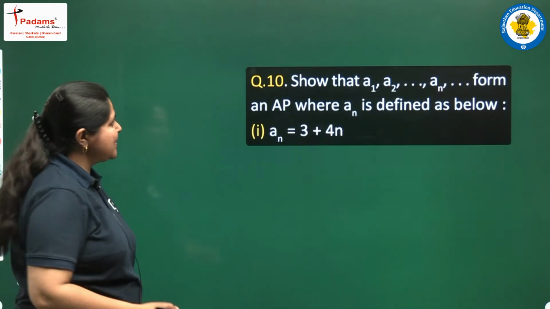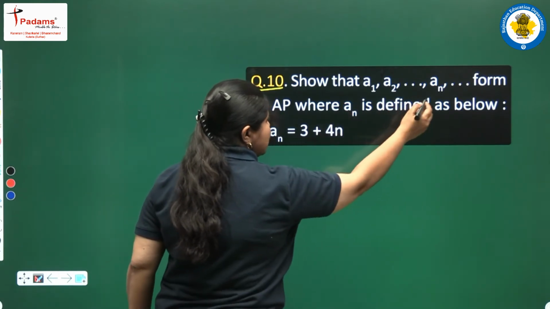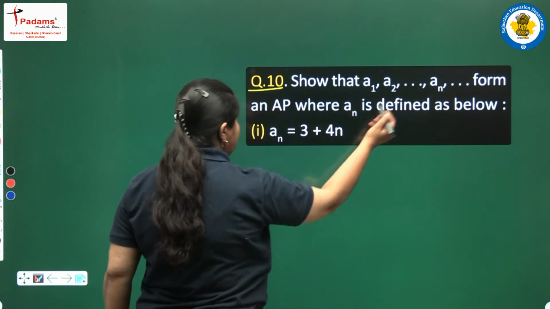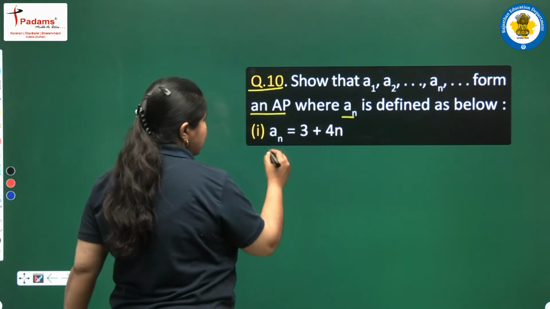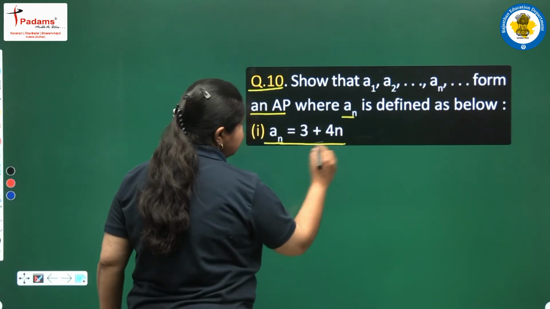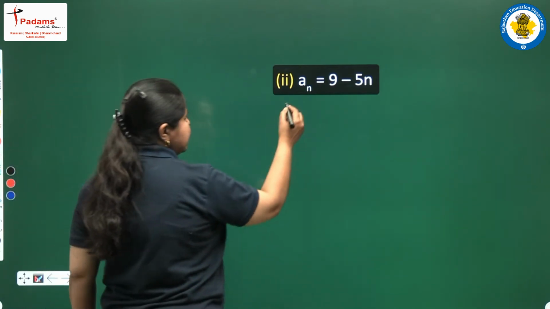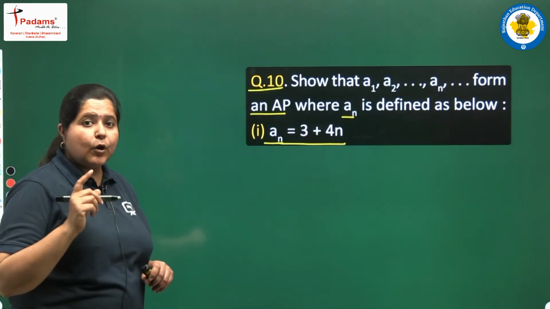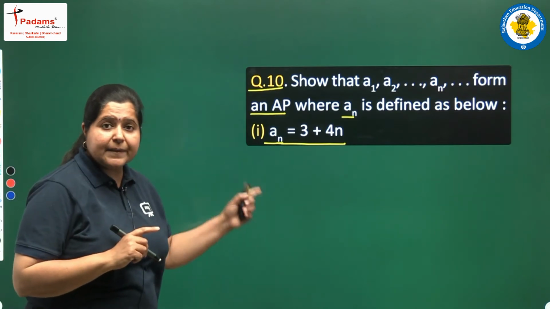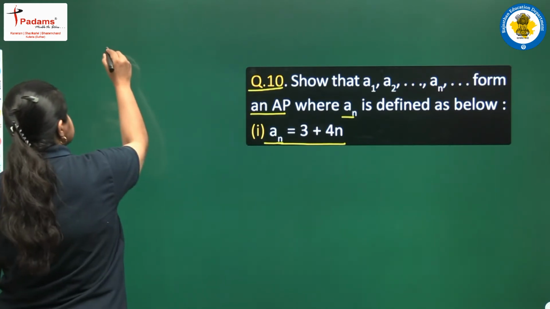Next we take question number 10. Show that A1, A2, A3 and so on, An and so on form an AP where An is defined as below. An equal to 3 plus 4n, and also we have been given An equal to 9 minus 5n. Also in the question we have been asked to find the sum of first 15 terms of the AP so formed. So let us do it here. We take the first case.